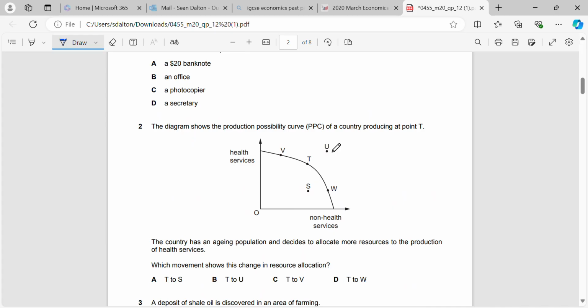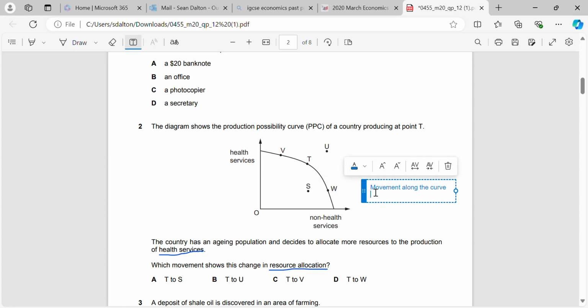The diagram shows the production possibility curve of a country producing at point T. A country has an aging population and decides to allocate more resources to the production of health services. What movement shows this change in resource allocation? Okay, so we want to move more towards health services. Remember, resource allocation or reallocation is always a movement along the curve. Okay, because we're still maximizing our use of current resources.